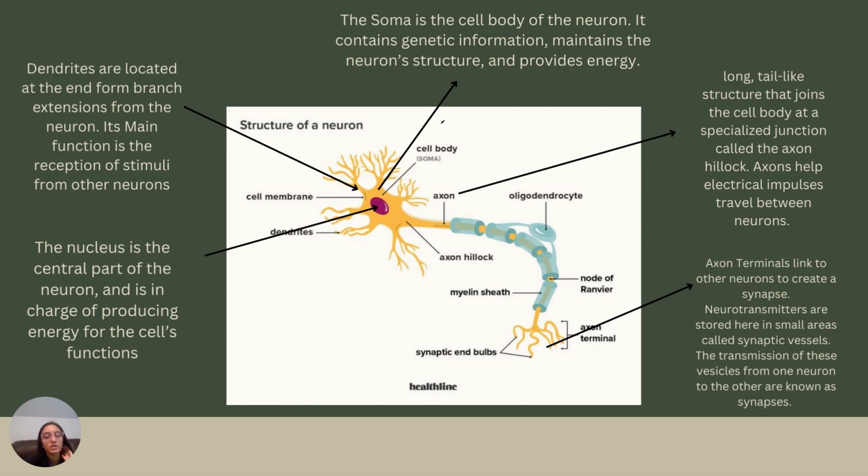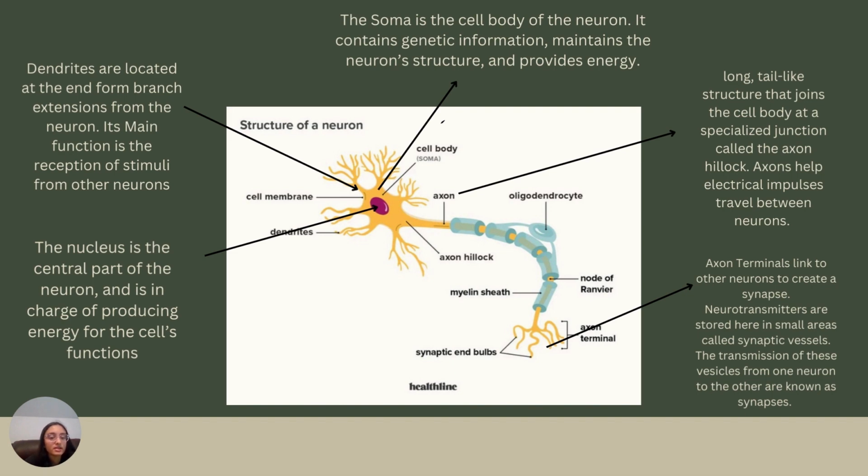The nucleus, located over here, is the central part of the neuron and is in charge of producing energy for the cell's functions. Dendrites branching off the nucleus over here are located at the end and form branch-like extensions from the neuron. Its main function is the reception of stimuli from other neurons.